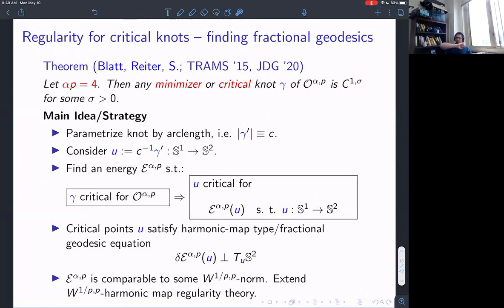The strategy is to throw away the knot parameterization and look at its derivative. Rewrite the energy so that its derivative satisfies an equation. It is critical with respect to an energy, so it satisfies some equation. With a bit of luck, this energy has a structure which we understand well enough to do regularity theory with. That's always the approach.